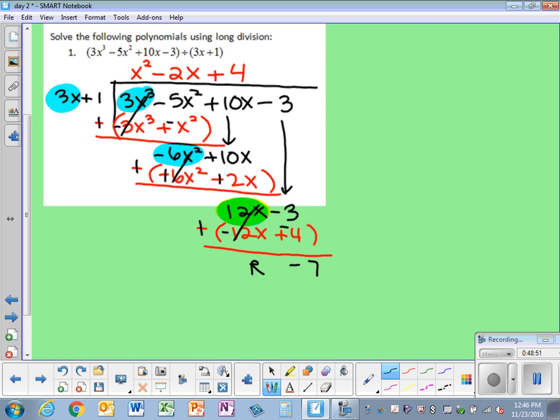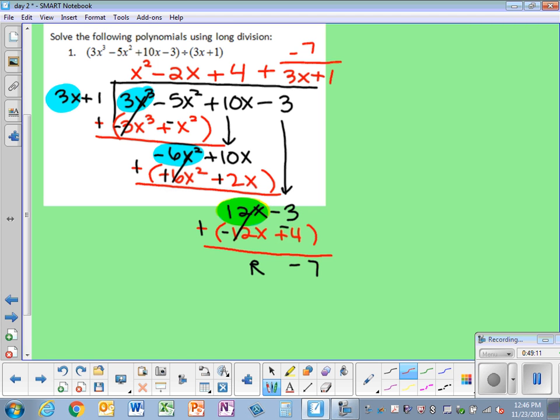So I'm going to say plus negative 7 divided by, what is my divisor? What was that factor? Thank you, 3x plus 1. And here you go, this is your quotient. Okay?